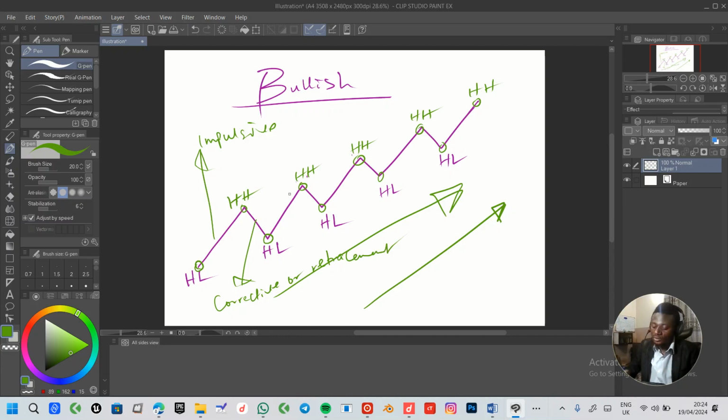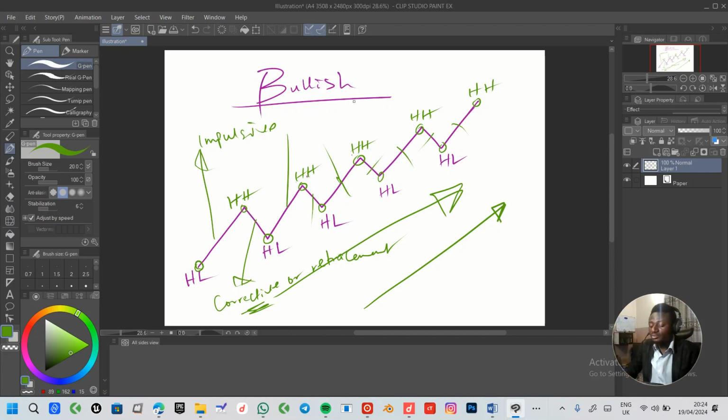All right, so this is an impulsive move, this is a retracement. This is an impulsive move, this is a retracement. It's trying to correct, just as the name is here. Okay, this is an impulsive move, this is a what? Correction. This is an impulsive move and then correction. Okay, so that's how the market works.